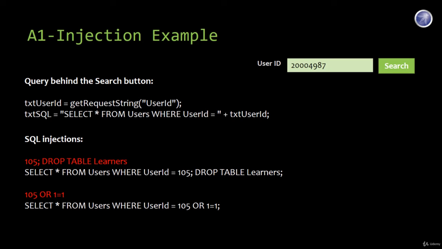Another example that you can use is to put 105 or 1 equals 1. As you know, 1 equals 1 is always true. So the query will turn into select star from users where user ID equals 105 or 1 equals 1. This query is true, so it will return all users.